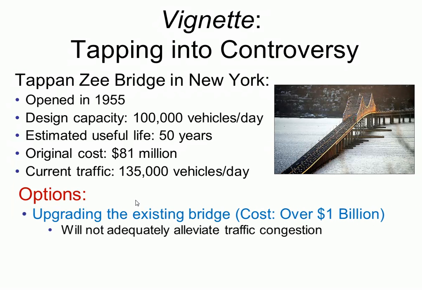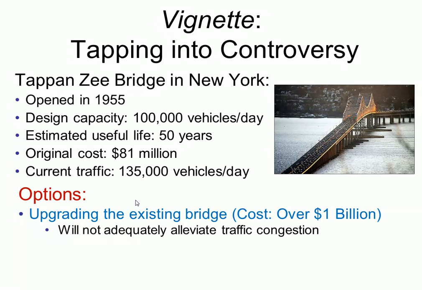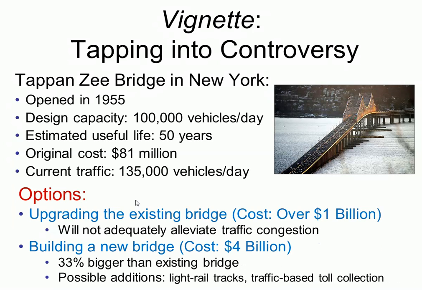The two options considered were upgrading the existing bridge, which would cost over $1 billion, but the upgrading of the existing bridge will not adequately alleviate traffic congestion. And another option was building a new bridge at the cost of $4 billion. And that bridge would be 33% bigger than the existing bridge. And the possible additions would be light rail tracks and traffic-based toll collection.